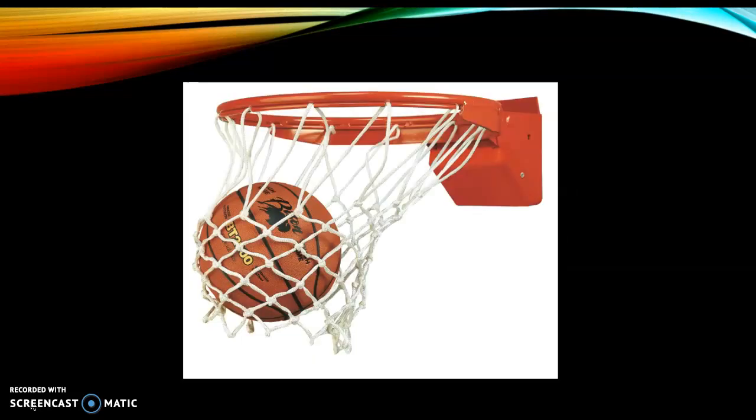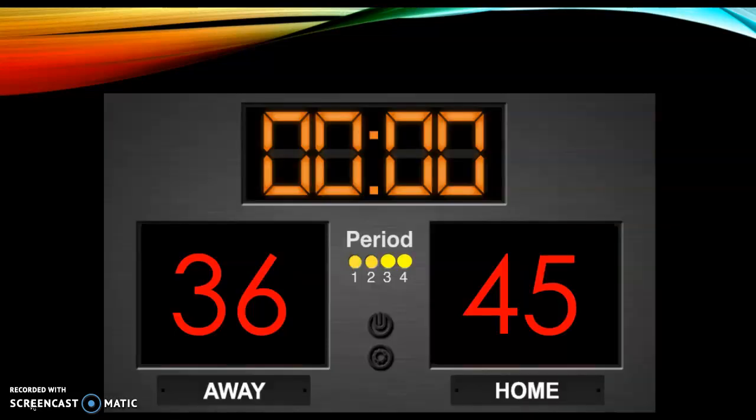So imagine yourself playing in a basketball game. Your team scored several points and the other team scored several points. By the end of the game, your team has a total of 45 points and the away team has 36 points. Since no more time is left, this is the final score. So you have to figure out whether your team won the game with the most points or if the away team won, which means you have to compare the two numbers.